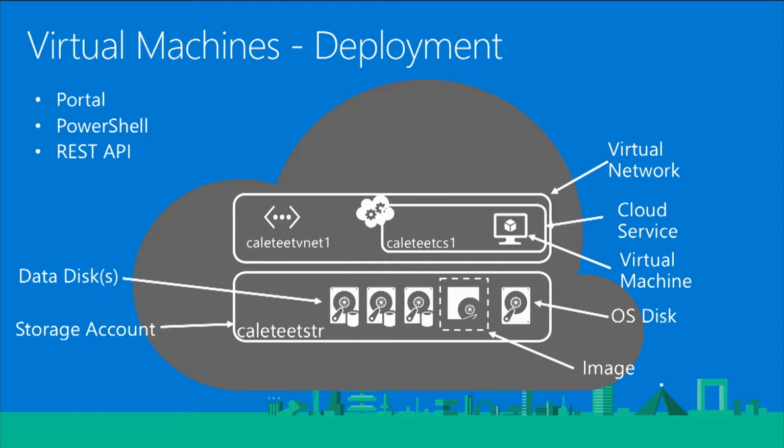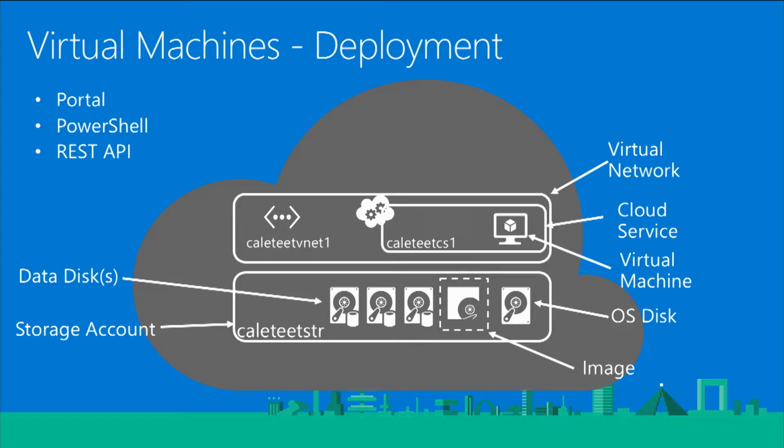So let's start with deployment. There's so many different ways you can deploy virtual machines. And at the end of the day, all of the ways you deploy virtual machines is the same way. The Service Management REST API or the Azure Resource Manager REST API is how everything gets deployed. Whether you're using Portal, whether you're using PowerShell, whether you're using Visual Studio, whether you're using a third-party tool, at the end of the day, they all use a REST API. And as a developer, if you want to use the REST API, you're free to.